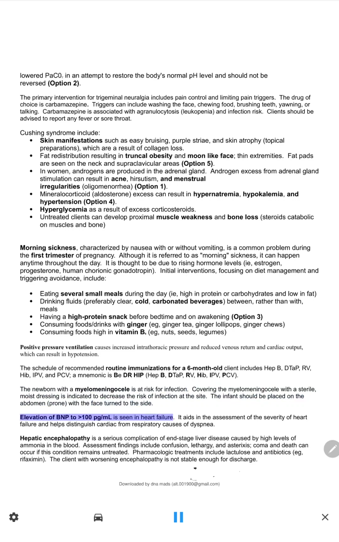Elevation of BNP to greater than 100 pg per milliliter is seen in heart failure. It aids in the assessment of the severity of heart failure and helps distinguish cardiac from respiratory causes of dyspnea.